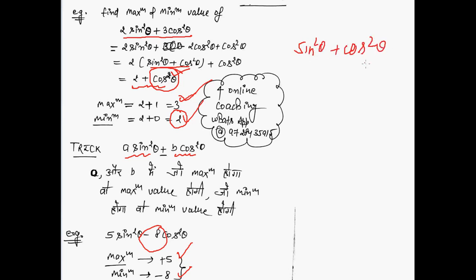But what is identity? Identity is a relation that is true for all theta. Its value is always 1. We can't find its maximum and minimum value. It's always 1. Okay, let's see one more example.